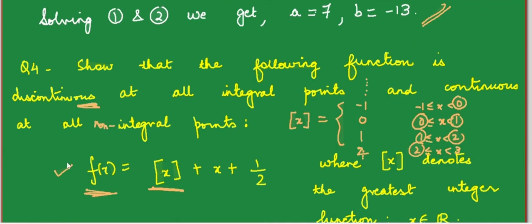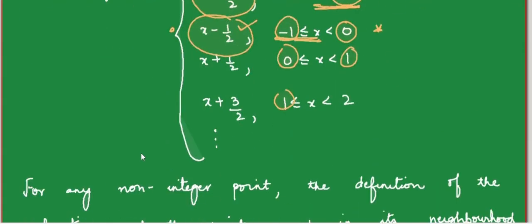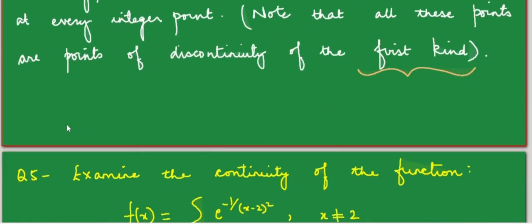The only thing that one should know is, since bracket x is defined in branches, if there's a function involving bracket x, it automatically becomes a branched function, because bracket x is a branched function which has infinite number of branches. So any function in the question involving bracket x is going to naturally become a branched function involving infinite number of branches, and such functions will surely be discontinuous at every integer point, because there's a break in the definition of the function at every integer point. So that's how we address such problems.